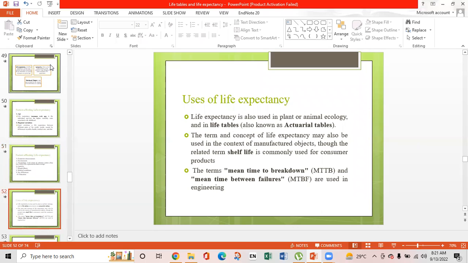Use of life expectancy. Life expectancy is also used in plant or animal ecology and in life tables, which are also known as actuarial tables. The term and the concept of life expectancy may also be used in the context of manufactured objects. The related term shelf life is commonly used for consumer products. The terms mean time to breakdown and mean time between failures are used in engineering.